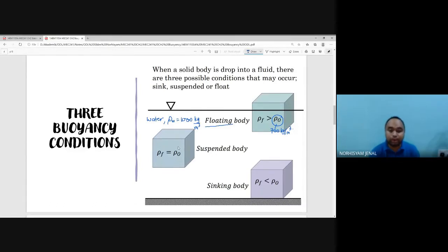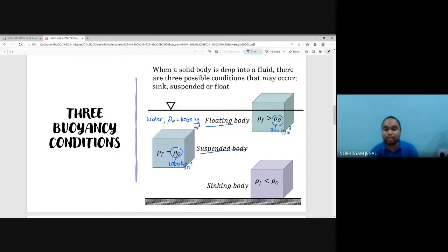If somehow you have an object which has the same density as the fluid, for example, water is 1000 and the object is also 1000, what will happen? You will have a suspended body. Suspended body means it does not float and it does not sink, it is staying in between.